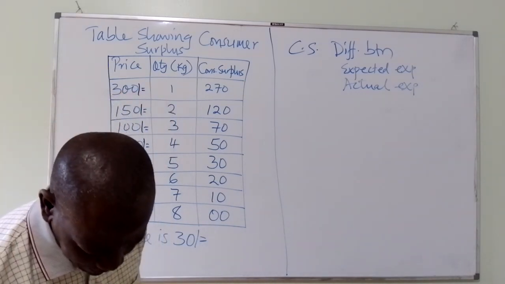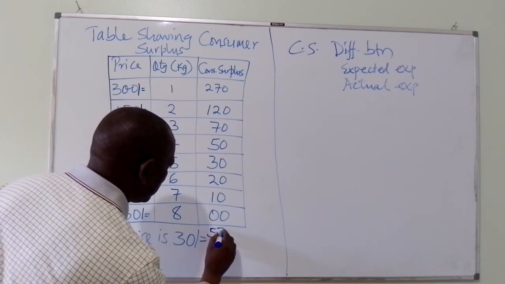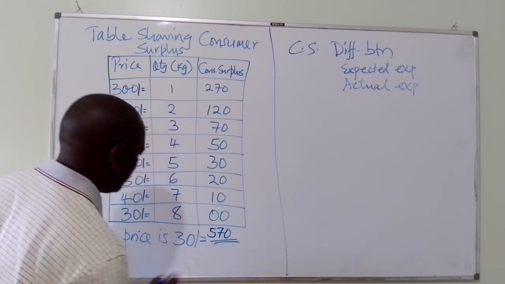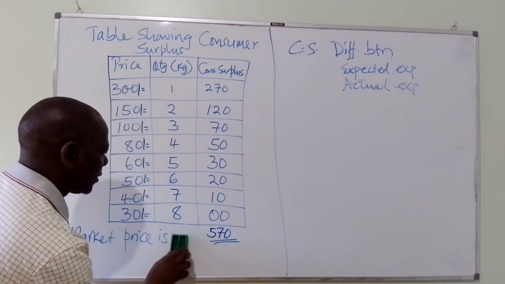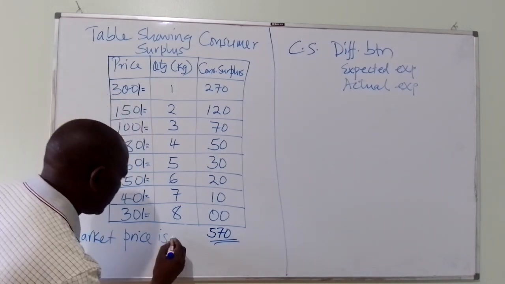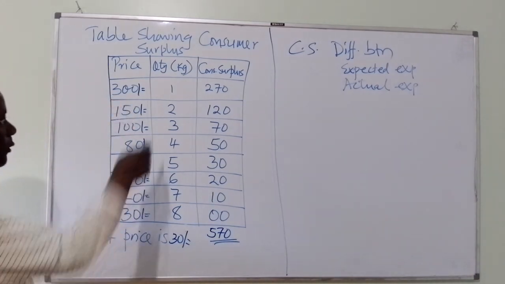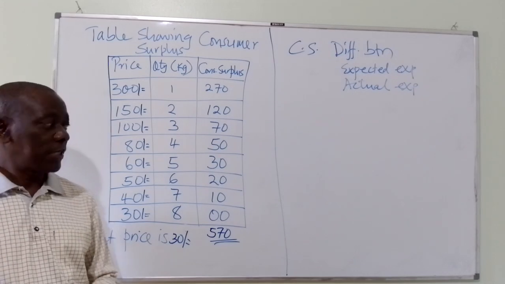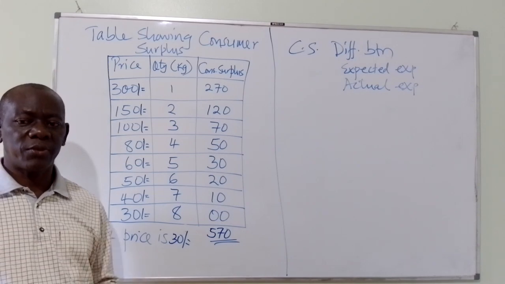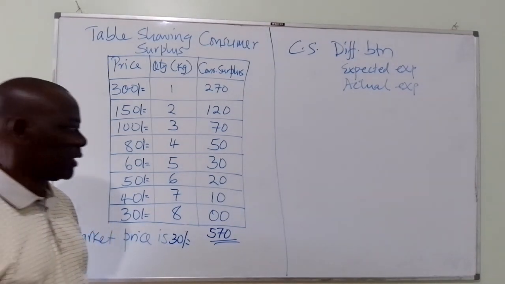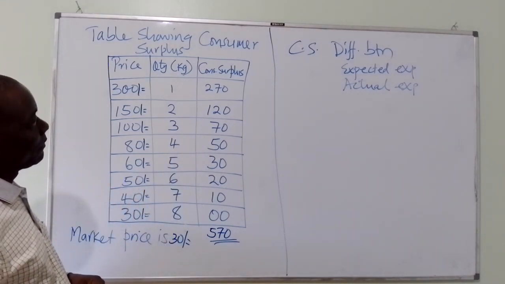We say that the consumer surplus is 30 shillings. Now, when you put this table on a diagram, you are going to see the consumer surplus, which we illustrated in our previous lesson. So, we now use the mathematical part of it.